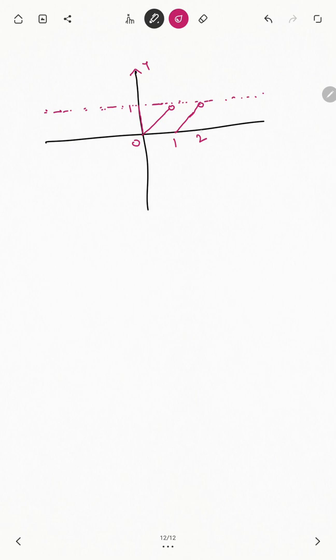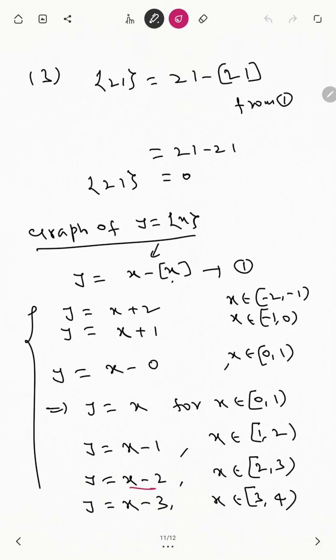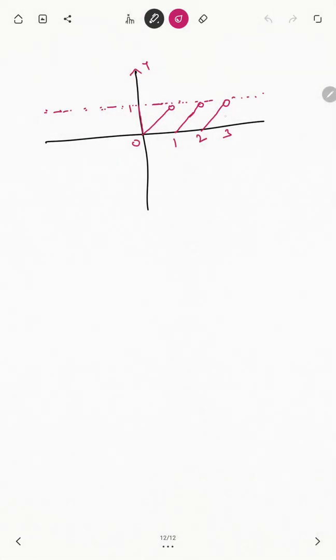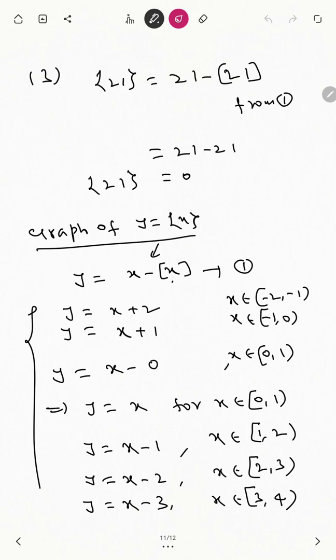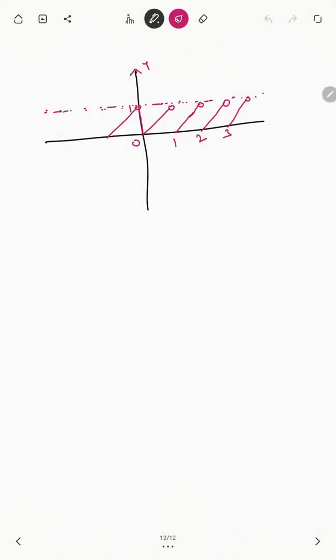2 to 3, another straight line like this. 2 to 3, y equal to x minus 2. So we are getting parallel parts of lines, not complete lines. Minus 1 to 0, y equal to x plus 1. Circle mark here. Circle mark means it should not touch y equal to 1. Is it clear?